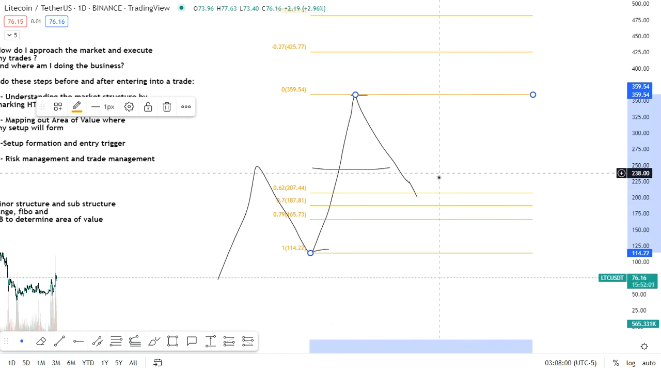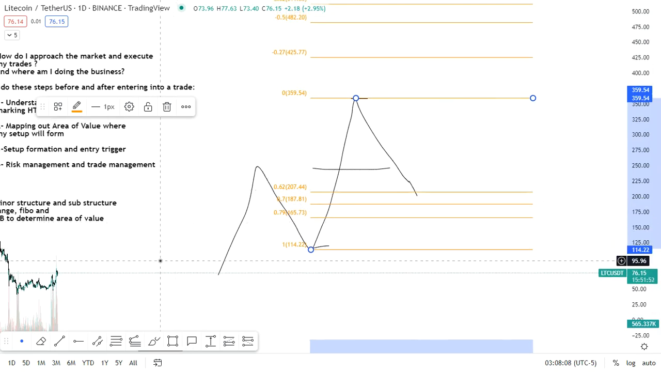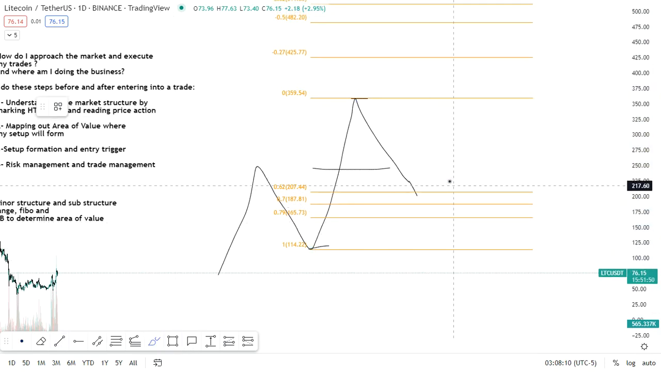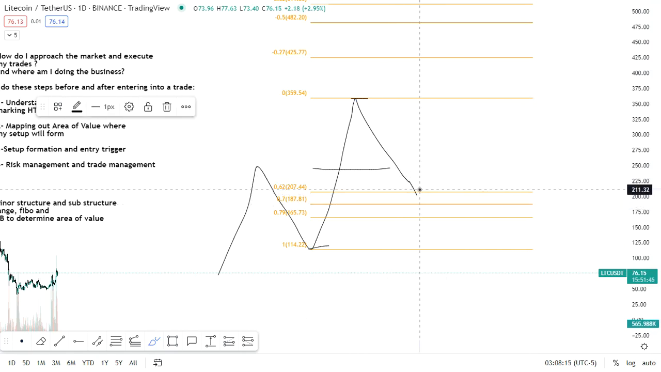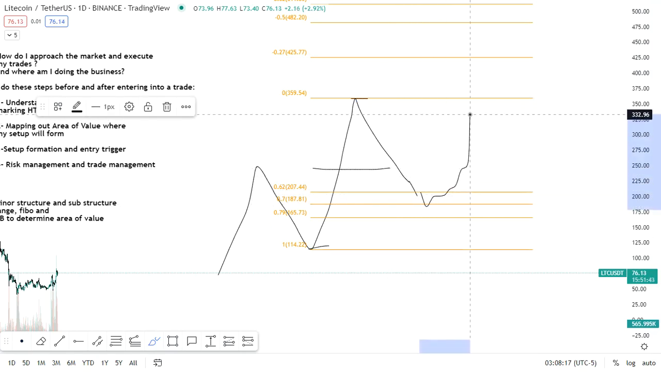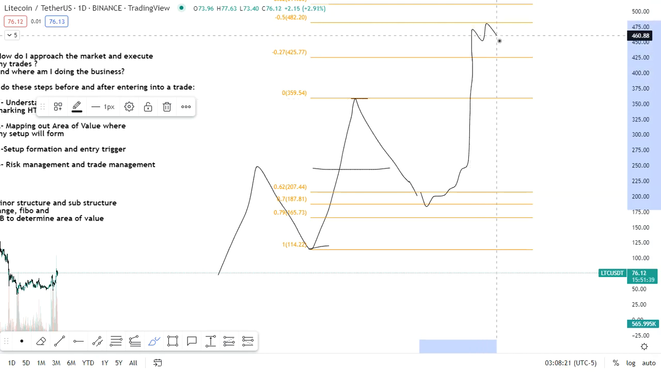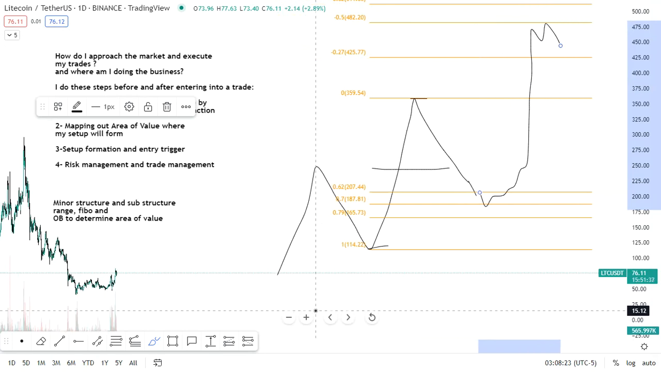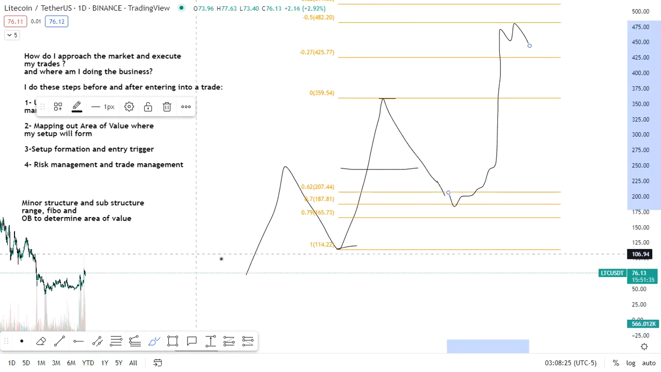So you should basically wait for the price to come to this area, and this is called area of value based on Fibonacci levels. Once it gets here, you will wait for setup formation and other steps that I will explain later on. Like price comes here and then it goes back to this high or even makes a new high here. So these are three ways that you can determine area of value in a market.